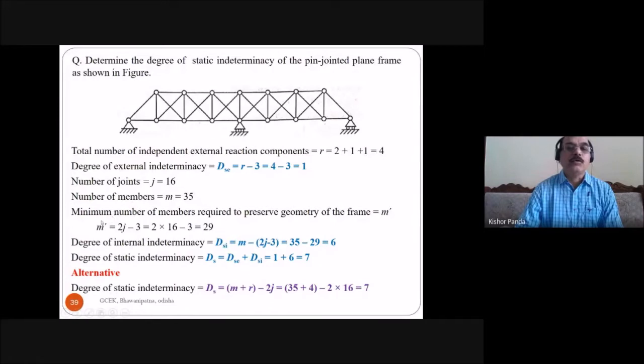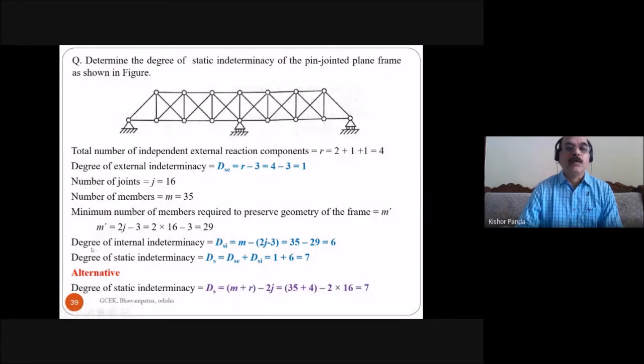Then you know the minimum number of members required to preserve the geometry of the plane: M dash is equal to 2j minus 3. Here j is 16. 2 into 16 minus 3. This is equal to 29.